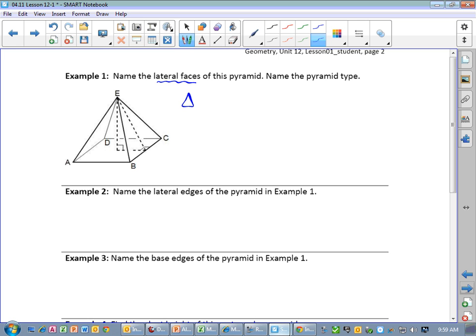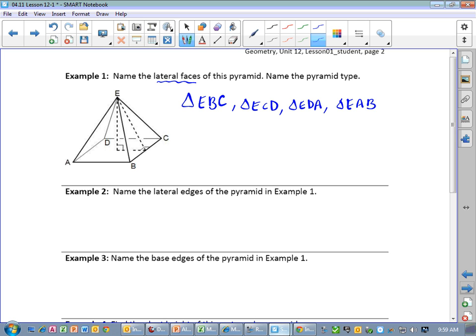So we name triangles by drawing a small triangle and then using the vertices of the triangle. So E, B, C would be one of them. That would be the one on the right. On the back, we would have triangle E, C, D. On the left, we would have triangle E, D, A. And then on the front, we have triangle EAB.